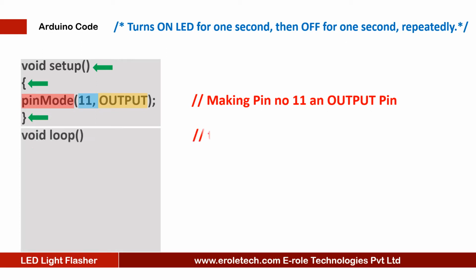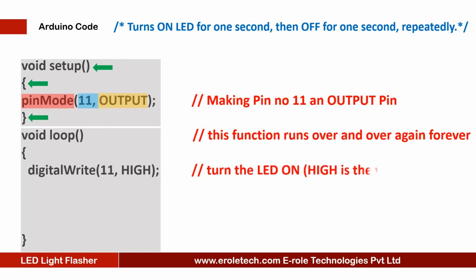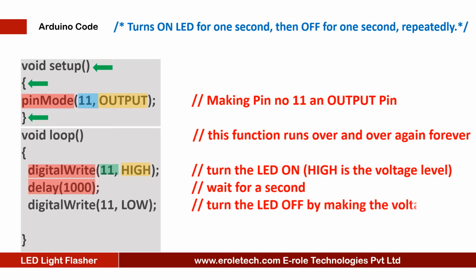Void loop. This function continues to execute the code written inside it over and over, unless we reset the Arduino hardware board. Digital write LED pin high. It will give a high signal to pin number 11 of Arduino to turn on the LED. Delay 1000. This is a delay function. It will generate 1000 milliseconds of delay. Digital write LED pin low. It will give a low signal to pin number 11 of Arduino to turn off the LED.